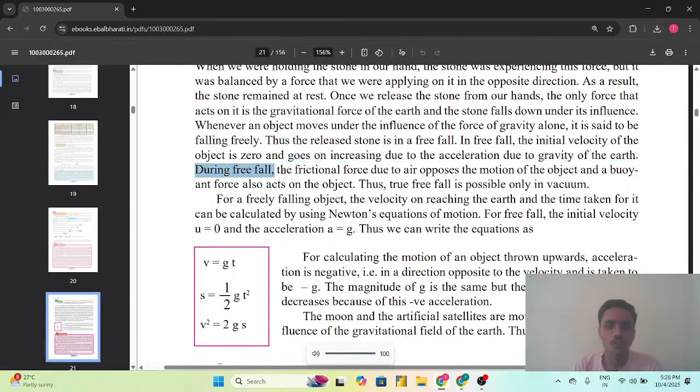During free fall, the frictional force due to the air opposes the motion of the object, and a buoyant force also acts on the object. Thus, true free fall is possible only in a vacuum.